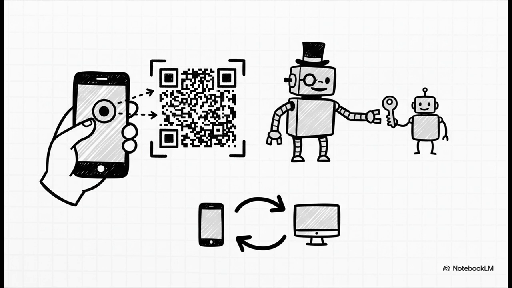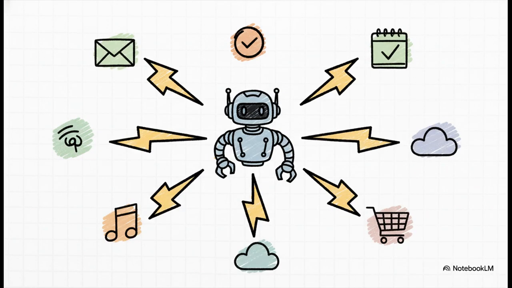For WhatsApp, you just scan a QR code, boom, done. For Telegram, you use this thing called BotFather to create a new bot and get a special token. And the best part? All those conversations you have on the go, they sync right back to the agent running on your machine at home. It's seamless.